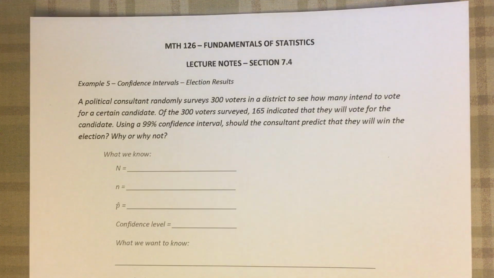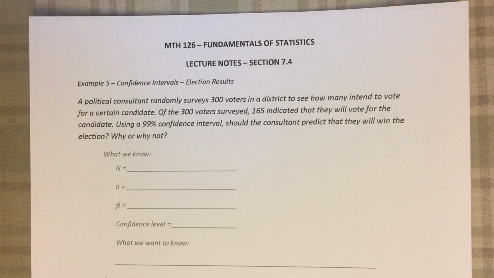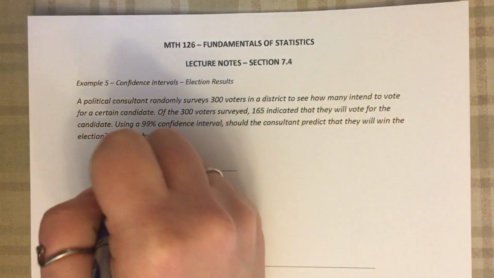Right, example 5, we're going to work through one more problem, going through our entire process from beginning to end. So a political consultant randomly surveys 300 voters in a district to see how many intend to vote for a certain candidate. Of the 300 voters surveyed, 165 indicated that they will vote for the candidate. Use a 99% confidence interval. Should the consultant predict that they will win the election? Why or why not? All right.